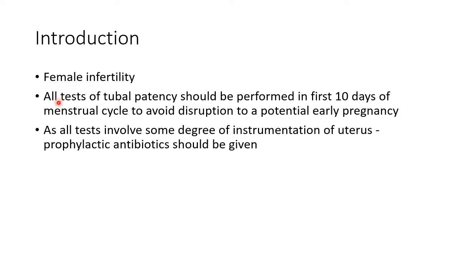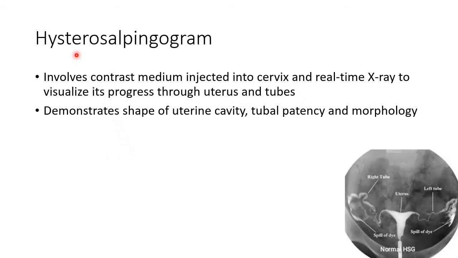It is important to remember that all tests for tubal patency should be performed in the first 10 days of the menstrual cycle to avoid disruption to a potential early pregnancy. It is also important to remember that all tests for tubal patency involve some degree of instrumentation of the uterus, so we have to give prophylactic antibiotics. Now let us see about the various tests.